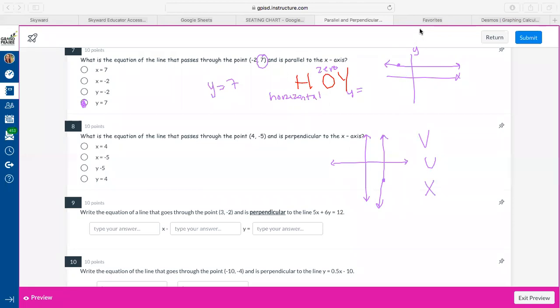Oh my gosh, did you totally not do notes for like a week? I know. What's this stuff? Vertical line, undefined slope, X equals equation. What is the x value in this ordered pair? 4. So it'll be x equals 4. There you go. I said that. No, you did not. X equals -5, and then you went y equals 4. You said everything but the answer.